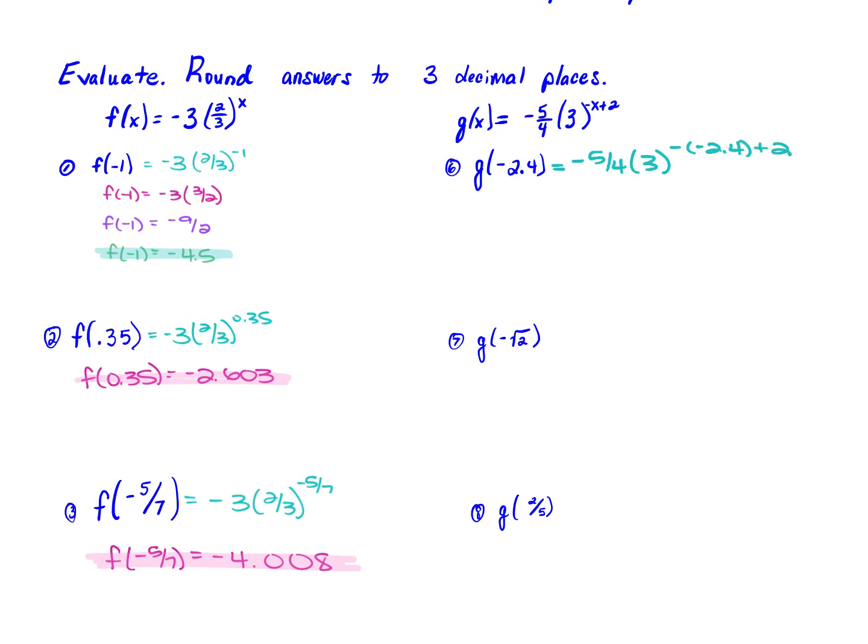If you type this into your calculator correctly, remember you can also simplify these negatives to be a positive. The double negatives equal a positive. So that's going to be -5/4 times 3 to the power of positive 2.4 plus 2. So that's going to give us g of -2.4 is equal to -157.124.